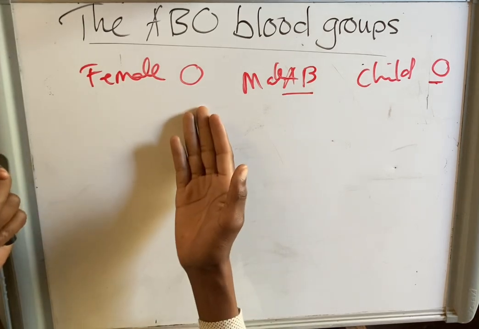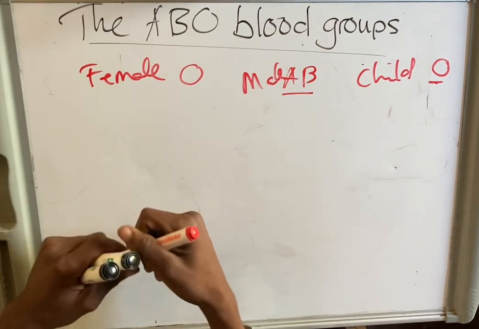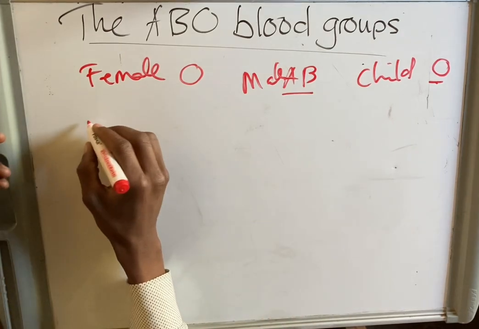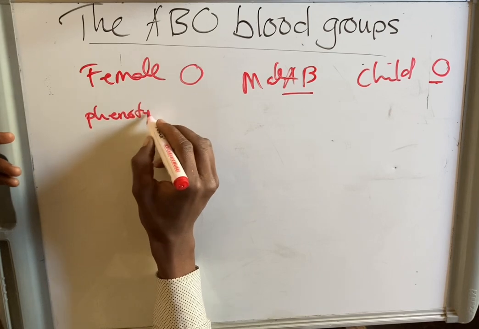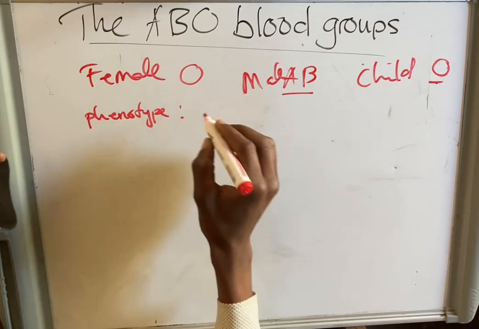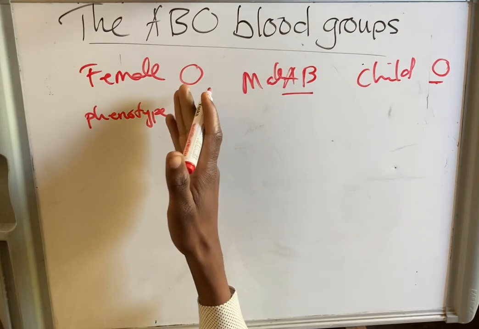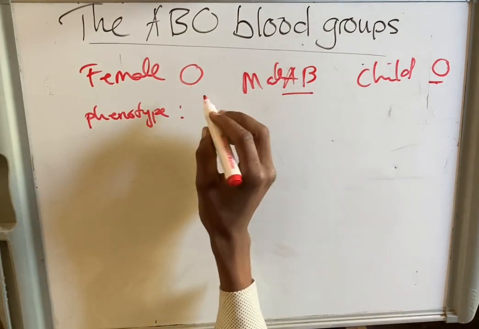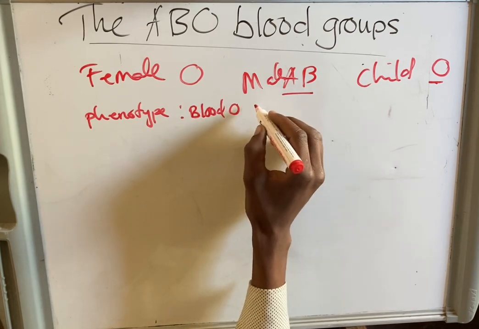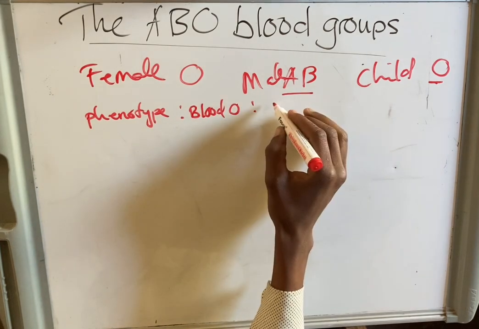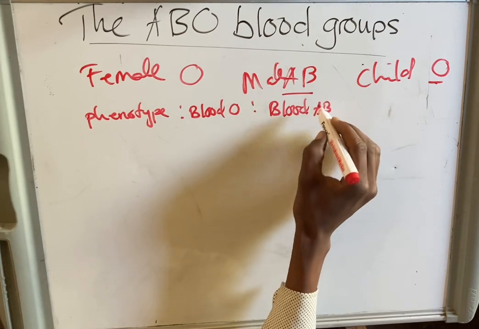We know the genotype of the mother, we know the genotype of the father. So we start by writing the phenotype. That's the first thing, always. So the phenotype of the parents. You can start with either the female or the male. So phenotype: the female is blood group O, then the male is blood group AB.